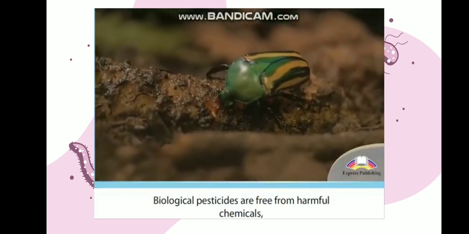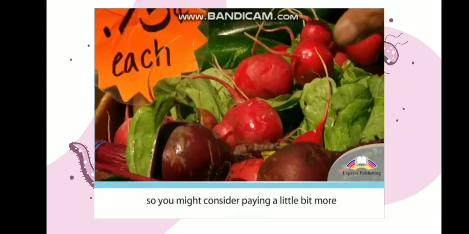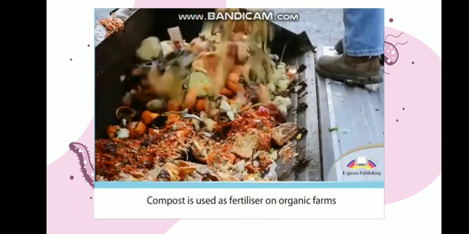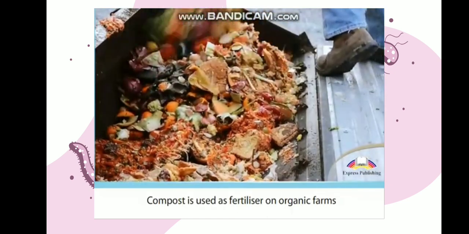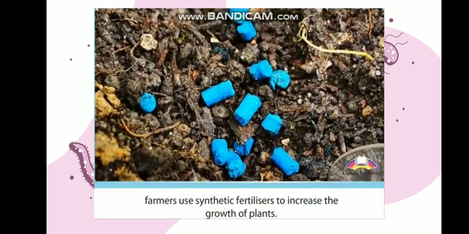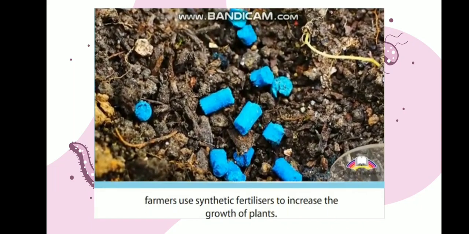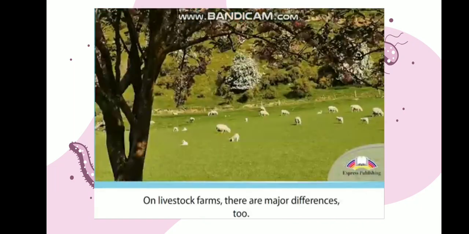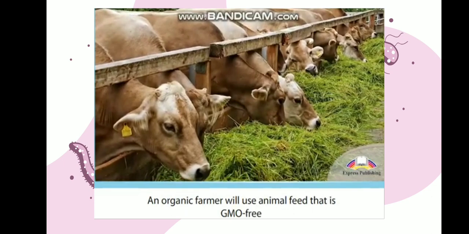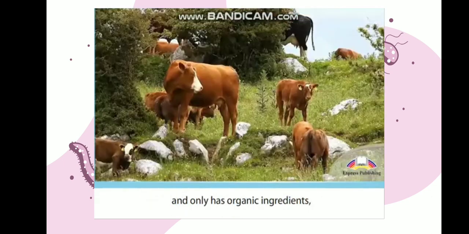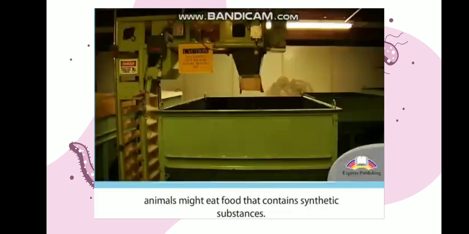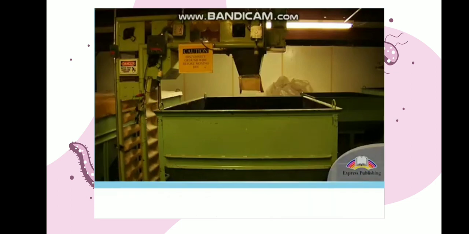Biological pesticides are free from harmful chemicals, so you might consider paying a little bit more to know that the food you're eating is safe. Compost is used as fertilizer on organic farms to help crops grow. However, on a non-organic farm, farmers use synthetic fertilizers to increase the growth of plants. On livestock farms, there are major differences too. An organic farmer will use animal feed that is GMO-free and only has organic ingredients. But on a non-organic farm, animals might eat food that contains synthetic substances.